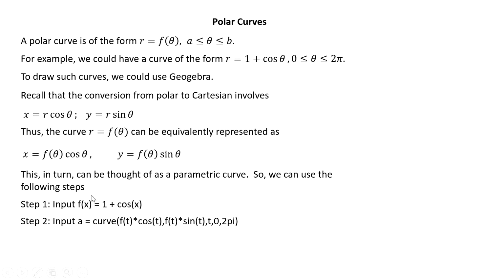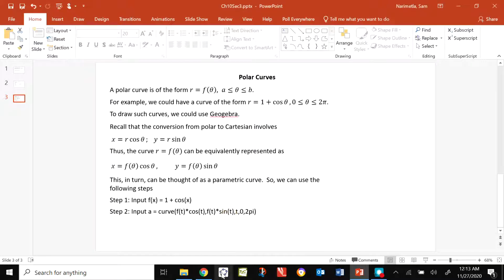So if your objective is to draw r equals 1 plus cosine theta, 0 less than or equal to theta less than or equal to 2 pi, this is what we do. First you say f of x equals 1 plus cosine x, right? And a equals curve of f of t times cosine of t, comma f of t times sine of t, t from 0 to 2 pi. This you should be familiar with because it's exactly the same command that we issued for a parametric curve. Cool.